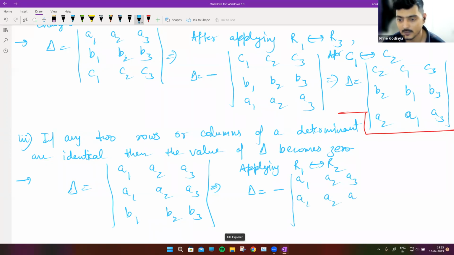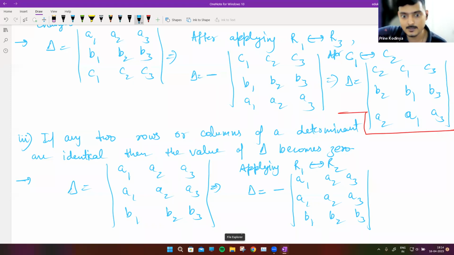You interchanged row 1 and row 2, but the answer of the determinant is still the same. Now understand this. First determinant and second determinant both are the same. When you interchange row 1 with row 2, there is no difference.